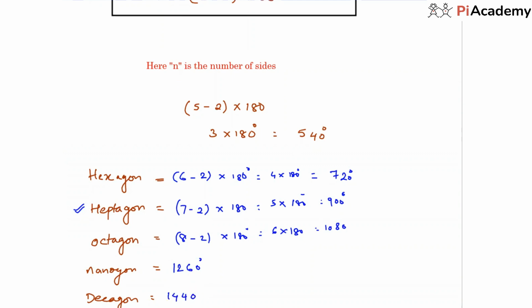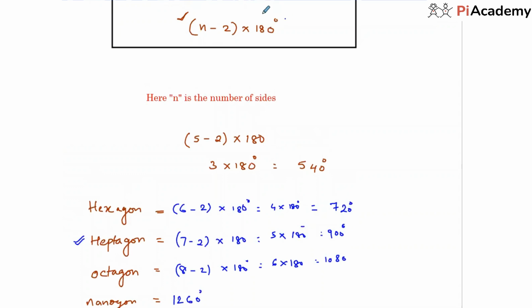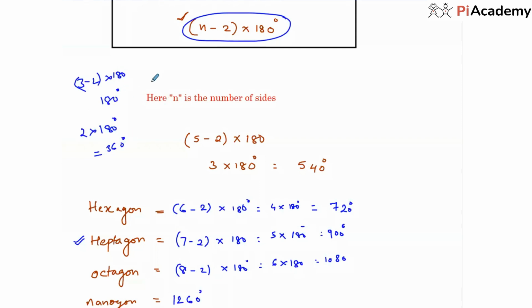Good. So you'll be using this formula to find the sum of angles in any polygon. For example, a triangle: 3 minus 2 times 180, it is 1 times 180, so it is 180 degrees. For a quadrilateral, 4 minus 2, 2 times 180, it is 360 degrees. For the pentagon, we already calculated. So for any polygon, you can find the sum of angles using this formula, n minus 2 times 180 degrees. Make sense, guys?